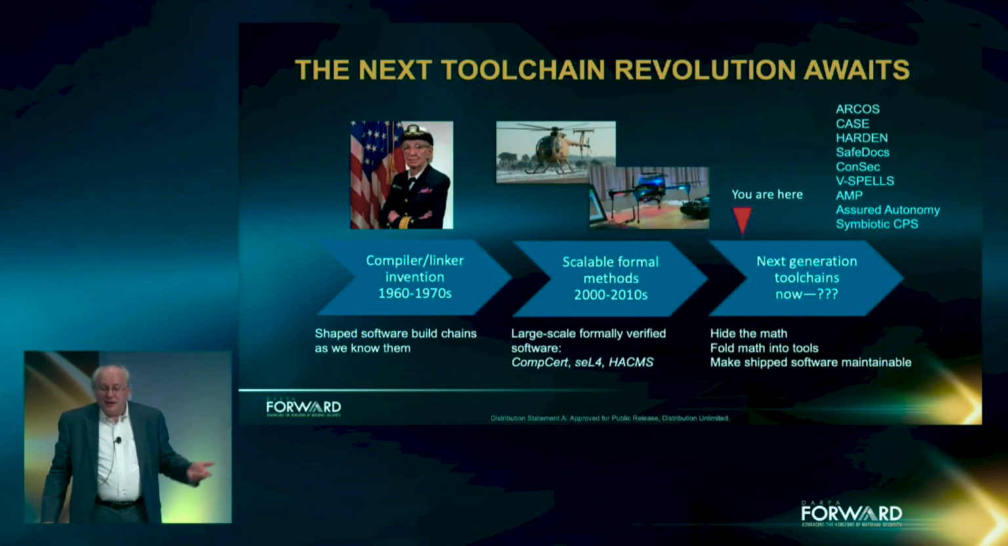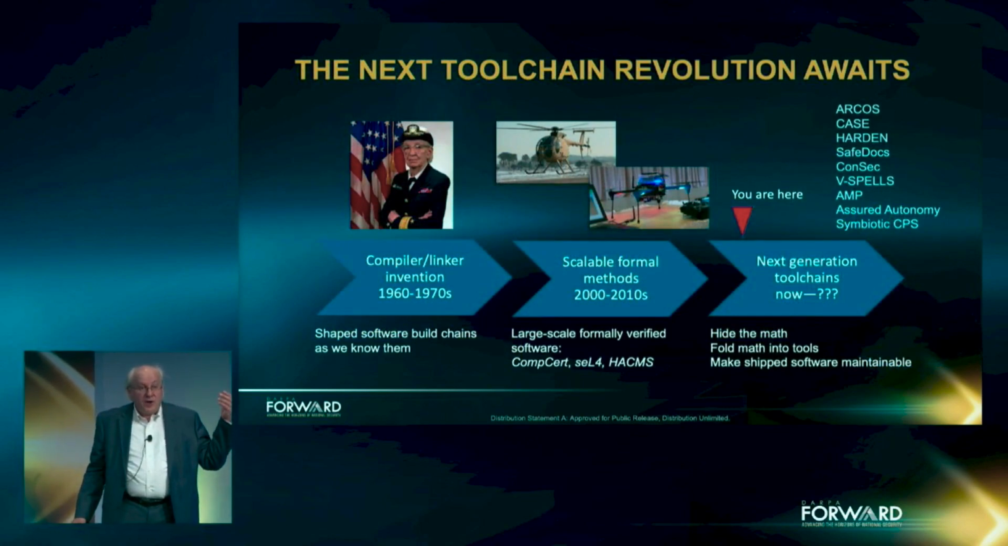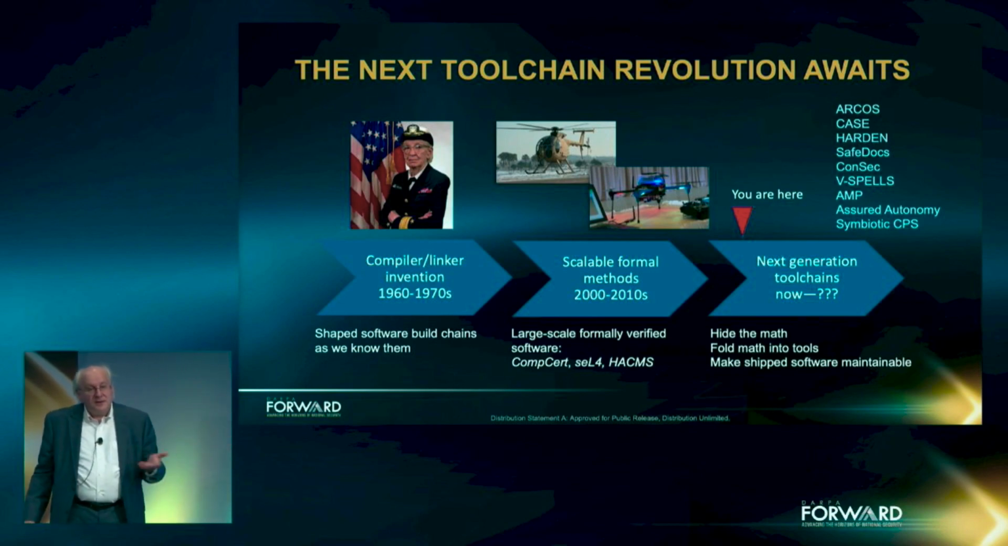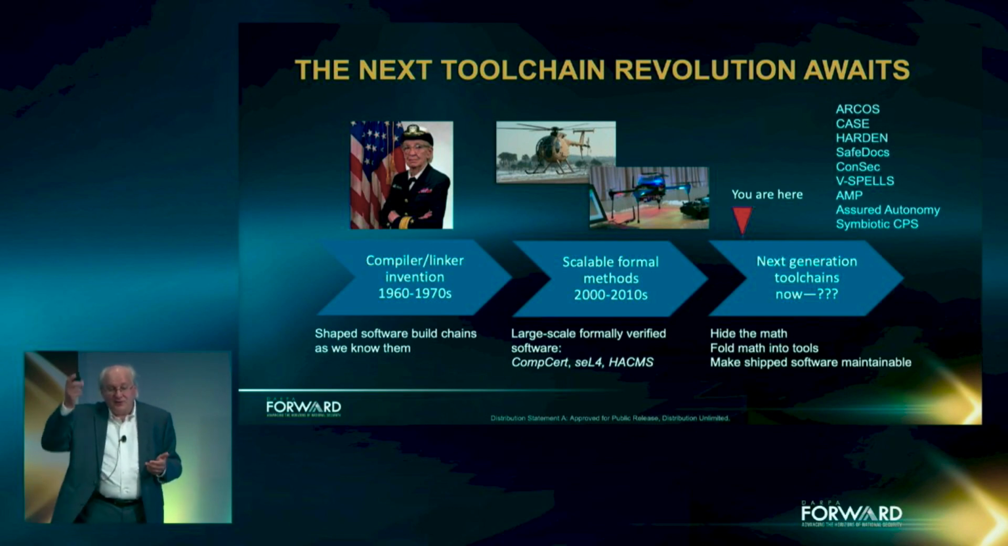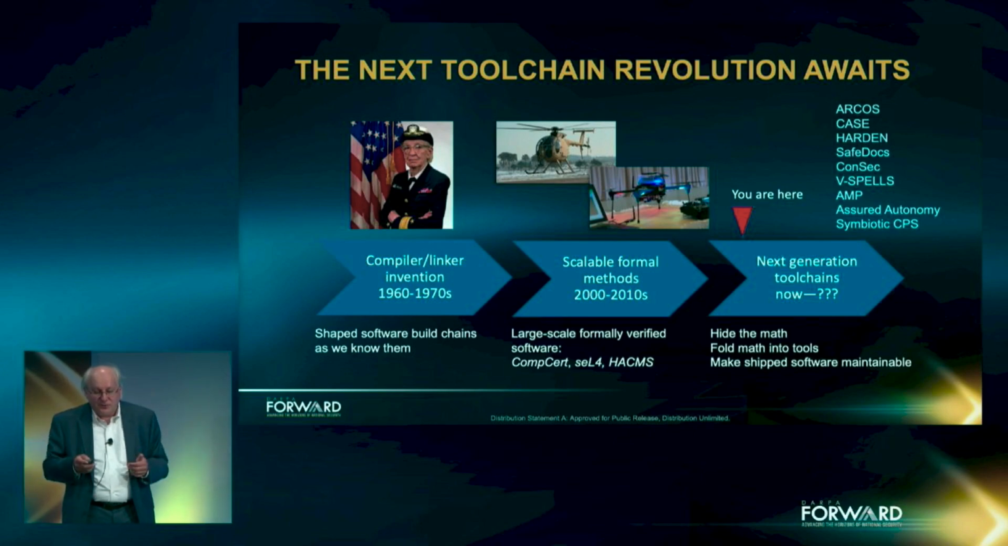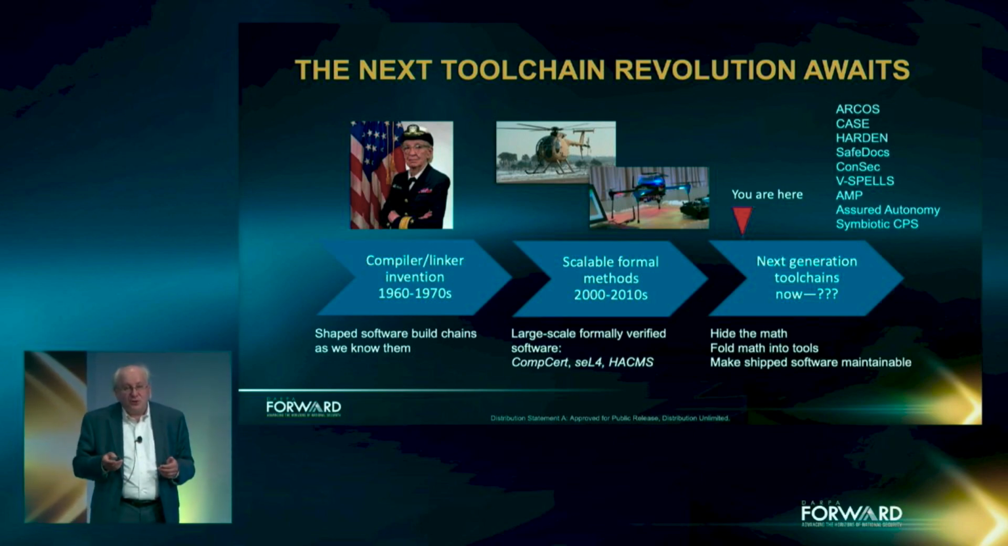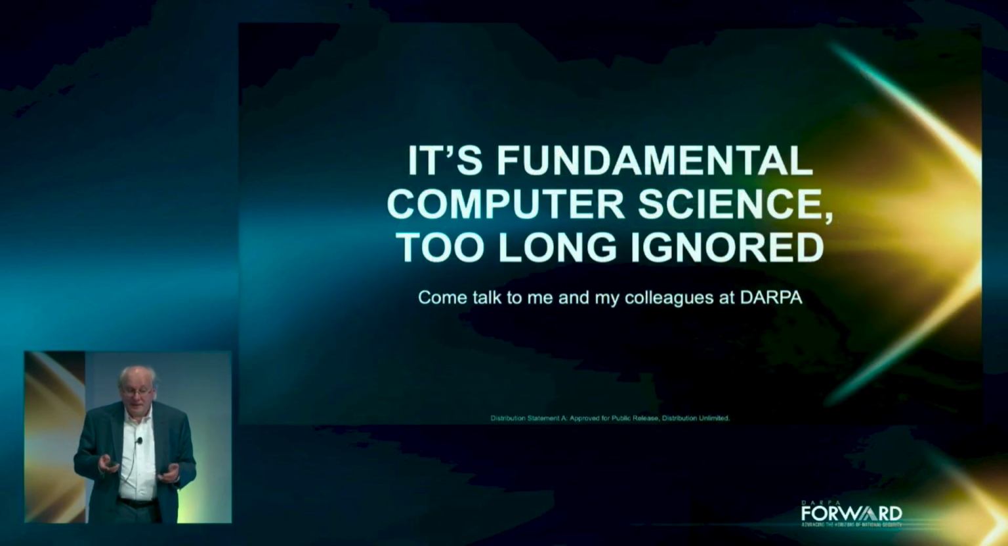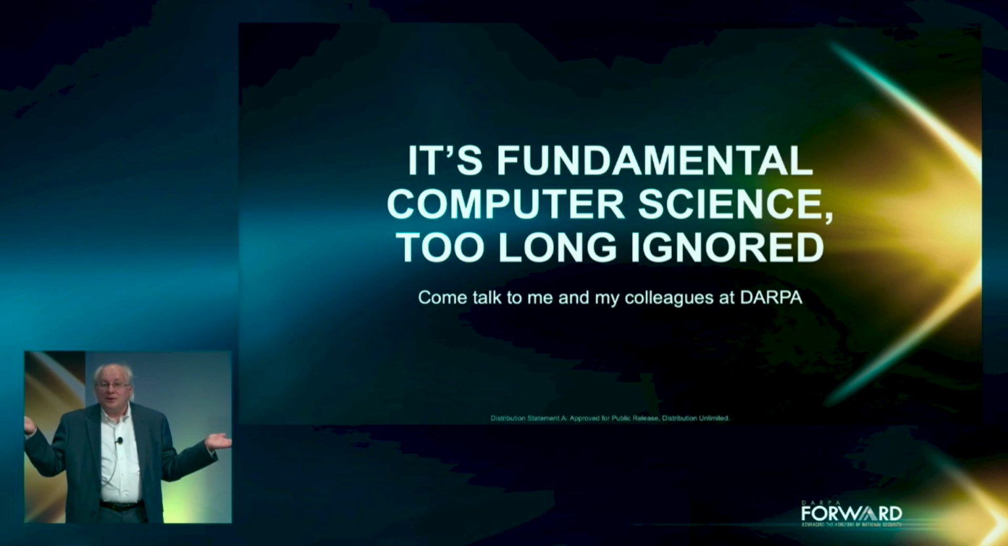And we are at the third stage of that revolution. We are combining the old and the new. We're combining the foundational insights and the new mathematical breakthroughs. And we have a number of programs doing that, looking to hide the math, looking to fold the math into tools usable by regular software developers, and to make shipped software maintainable. It's fundamental computer science, too long ignored. Please help us surface those problems, solve them, and apply them to your use cases. Thank you.